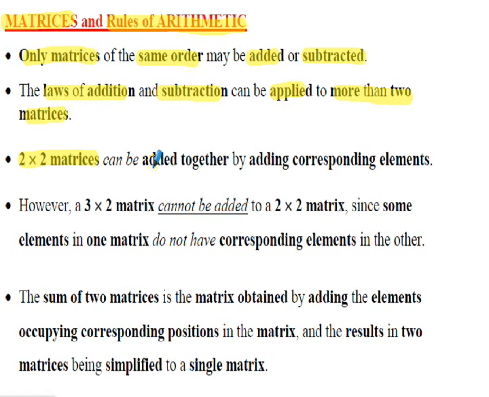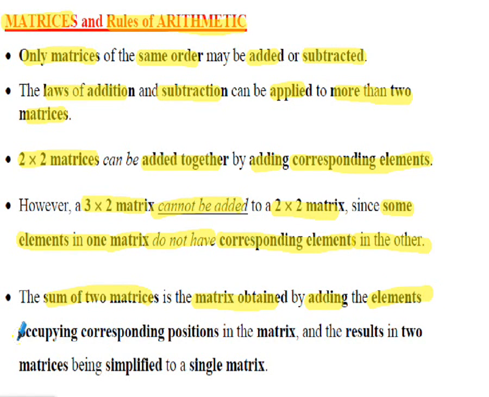2 by 2 matrices can be added together by adding their corresponding elements. However, a 3 by 2 matrix cannot be added to a 2 by 2 matrix, since some elements in one matrix do not have corresponding elements in the other matrix. The sum of 2 matrices is the matrix obtained by adding the elements occupying corresponding positions in the matrix, and this results in 2 matrices being simplified into a single matrix.